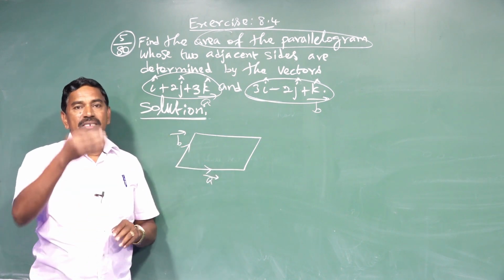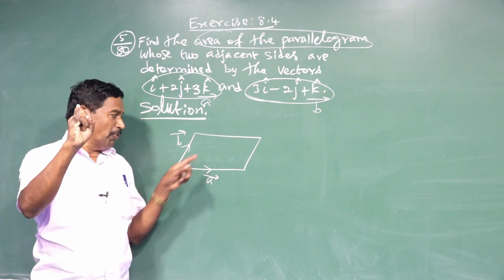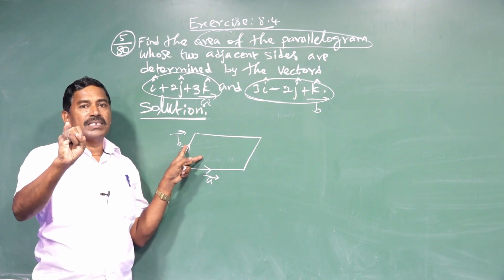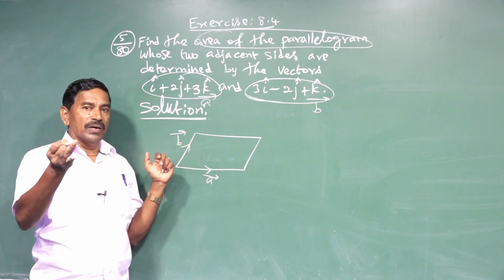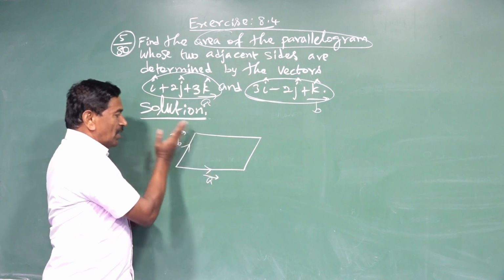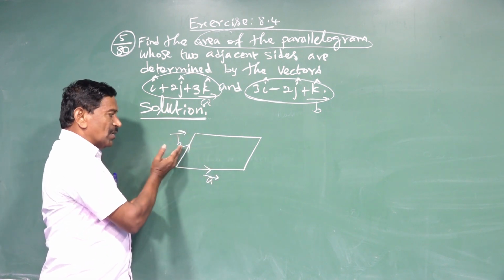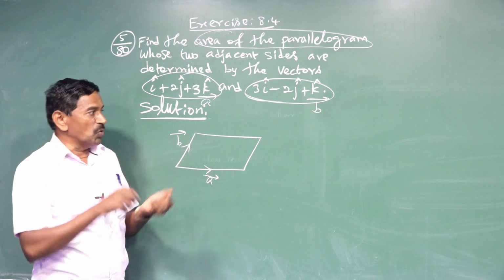Now what are the steps? Working rule. Step 1: A cross B. Step 2: modulus A cross B. Step 3: formula, that is, the area of the parallelogram with adjacent sides A vector and B vector is given by modulus A vector cross B vector. So step 1, A cross B. Step 2, modulus A cross B. Step 3, formula conclusion. That's all.